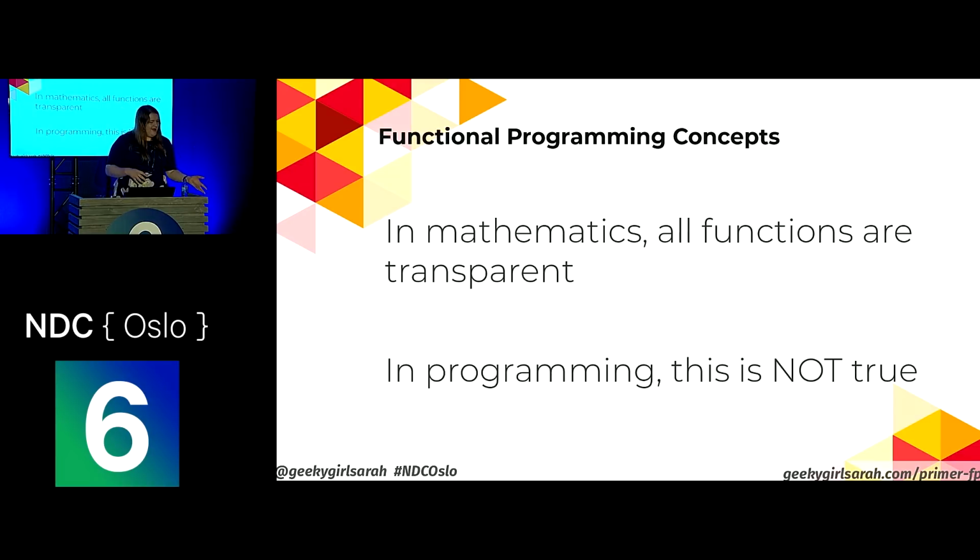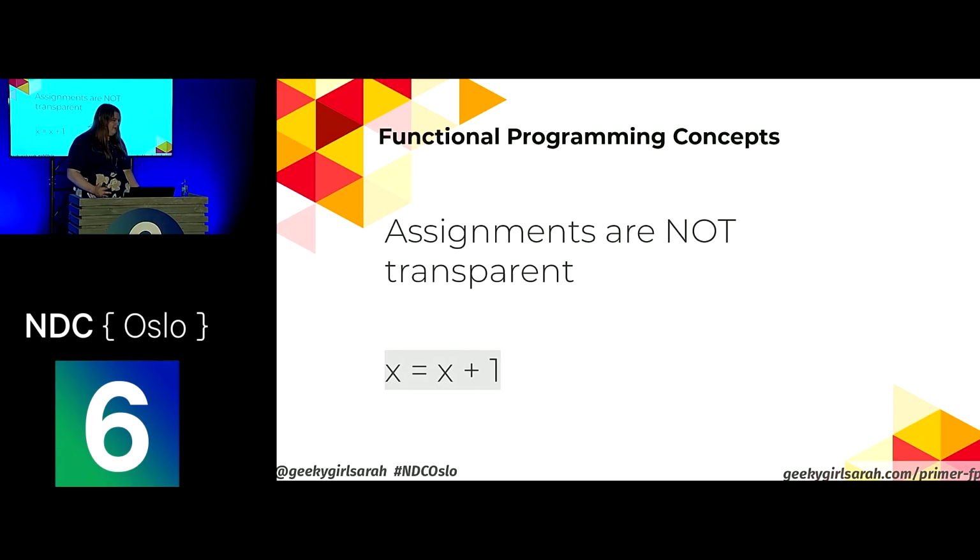And as we alluded to, in mathematics, all functions are transparent. But in programming, this is not true, and you can probably start to think of a few examples of where this might be. One important one I want to cover is that assignments are not transparent. It's not immediately obvious at first, but when you're done with this equation, x has changed. X is not the same as what it started with. So your outside state has changed, so this is not really a pure function.